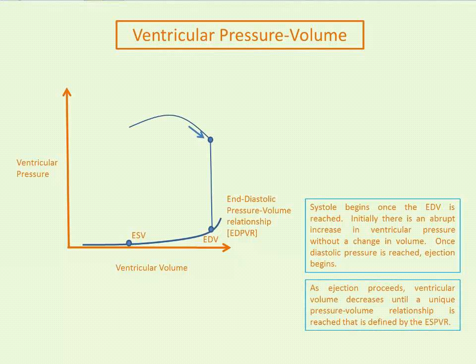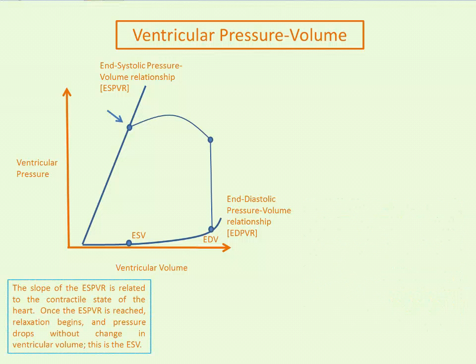And then ejection occurs, so the volume within the heart then decreases until you meet the end systolic pressure-volume relationship. And then you have closure of the semilunar valves. So this would represent essentially your dicrotic notch, this pressure here. The semilunar valves close and pressure drops to your end systolic volume, and you're ready for your next beat.